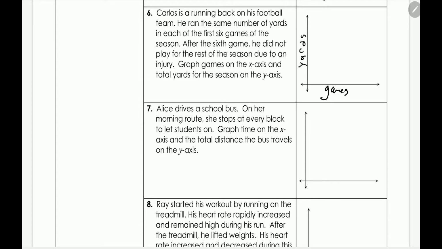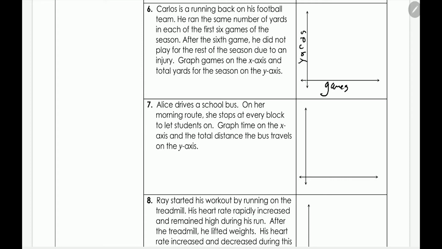Okay, so we had a constant value for the first 6 games. So somehow he was running exactly the same in all 6 games. So that means that we have a steady growth. So in game 1, game 2, game 3, game 4, game 5, and game 6, we had a constant growth. And then since he didn't play anymore, we had to level off because he would not be able to run any more yards. So we have growth and then a constant. So that would be our graph.